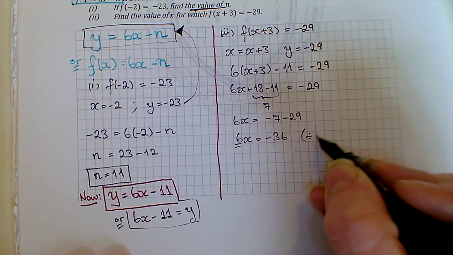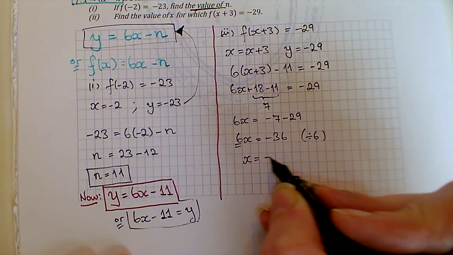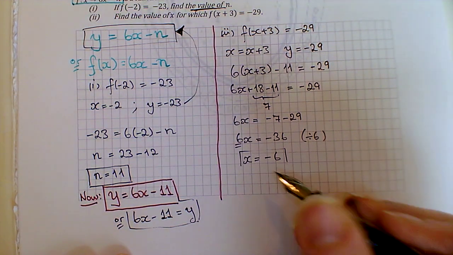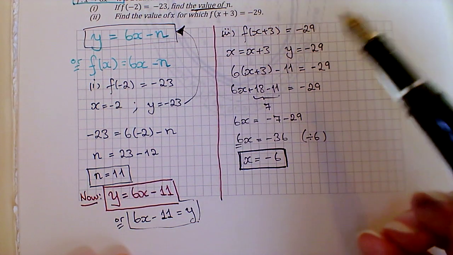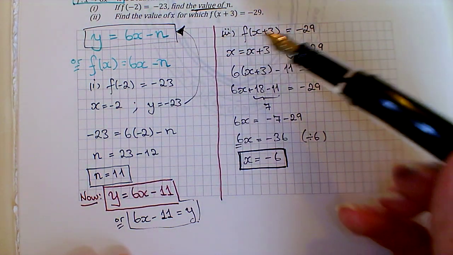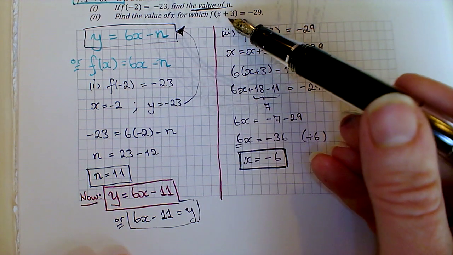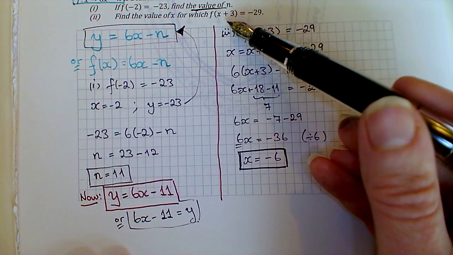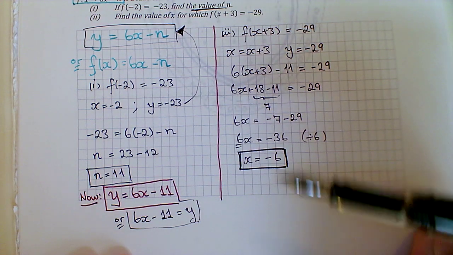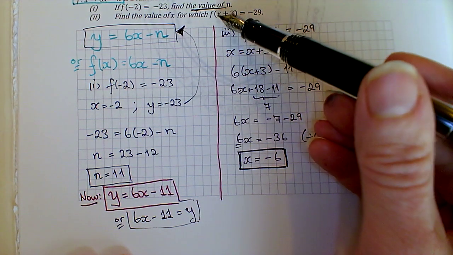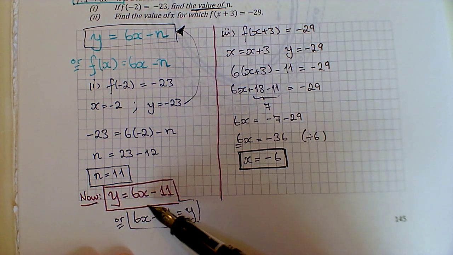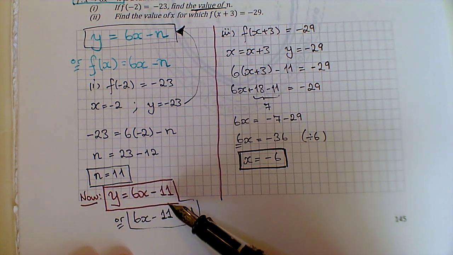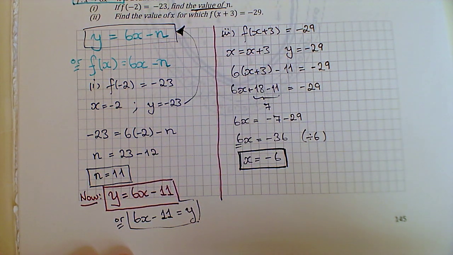Divide across by 6 to get a minus 6. So minus 6 is the value of x, which makes this true. Think about what this is saying. It's saying whatever the value is, if I add 3 to it and then sub it in and use that as my input, I'll get minus 29. And check if that's true. X plus 3 would be negative 3, and minus 3 filled into this formula here is minus 18 minus 11, which is minus 29, as expected.